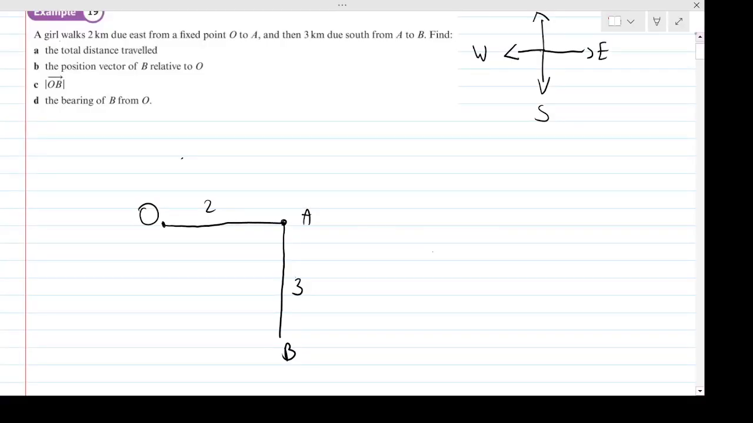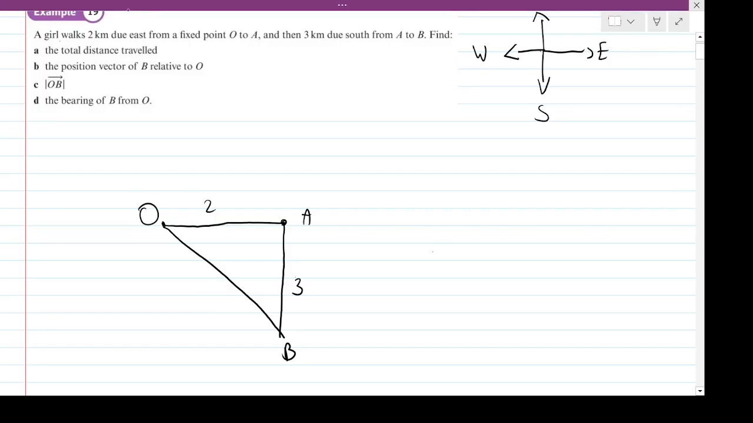Now, very, very common pitfall, I imagine a lot of people will do. They would probably then connect O to B in this way. And then they'd probably do Pythagoras to say the length is the hypotenuse. But that's not what the question's asking. You need to pay attention to the question. Because they're asking the total distance travelled. They did not say the distance from O to B, okay? Yeah, pay attention to the wording.